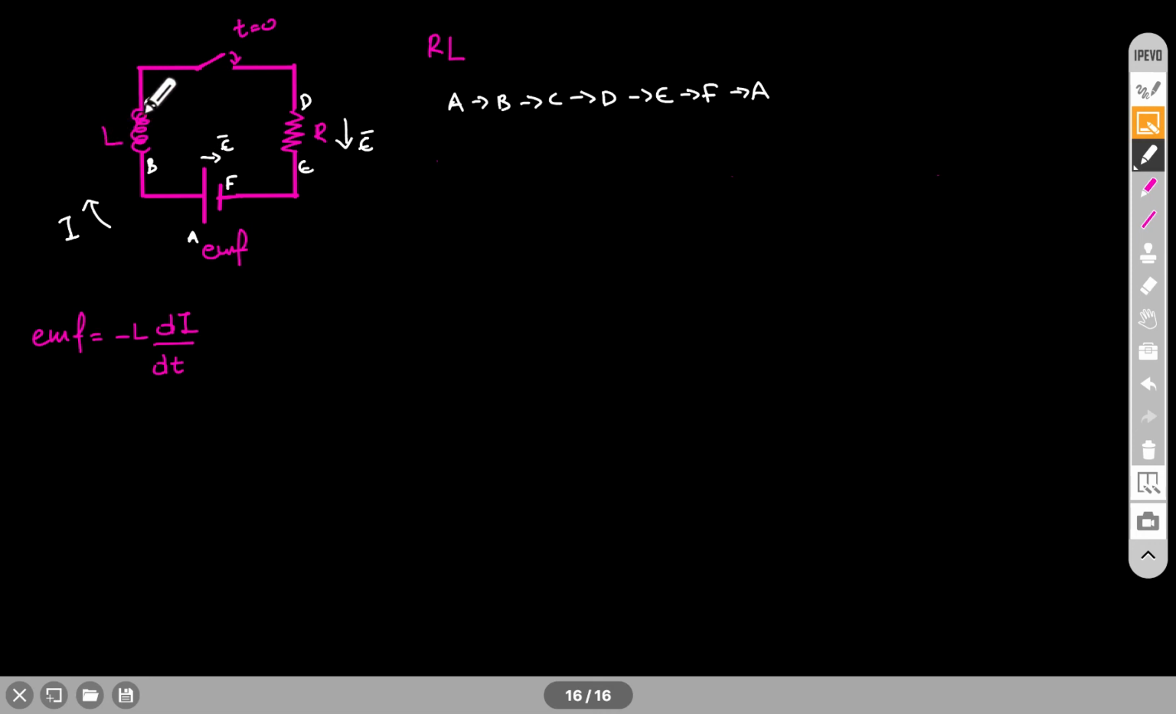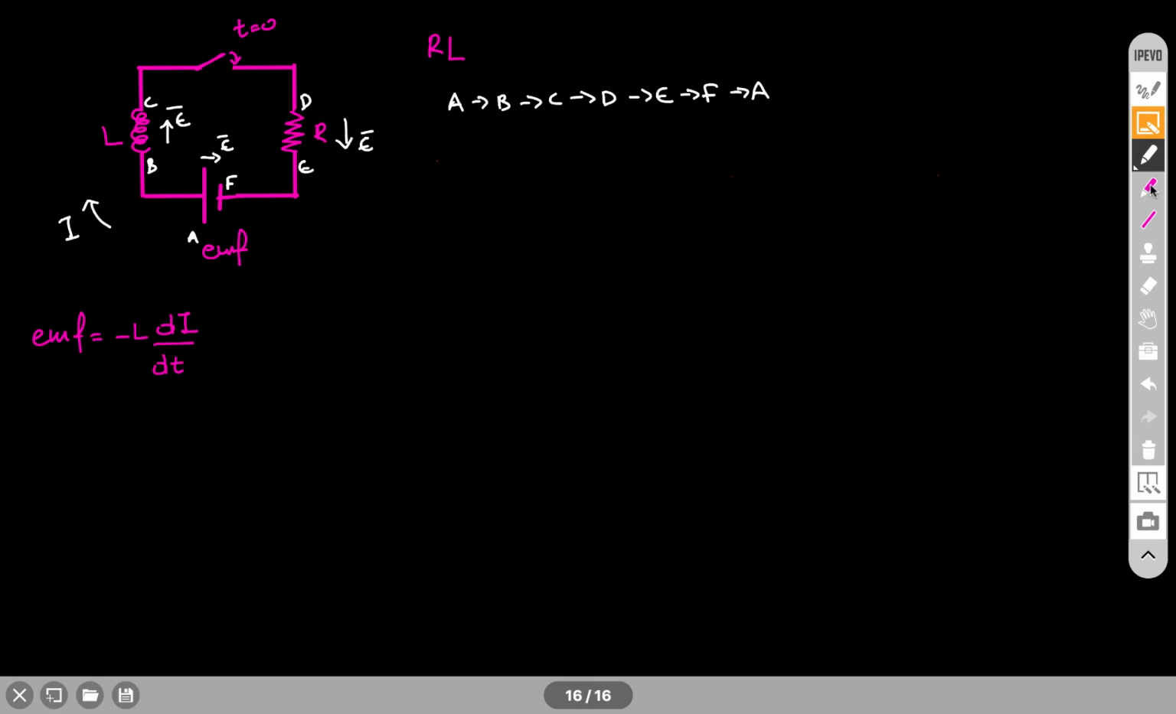The electric field in the battery points to the right. Now, because the inductor opposes the effect of the battery, the electric field inside the inductor will point upwards in that direction.